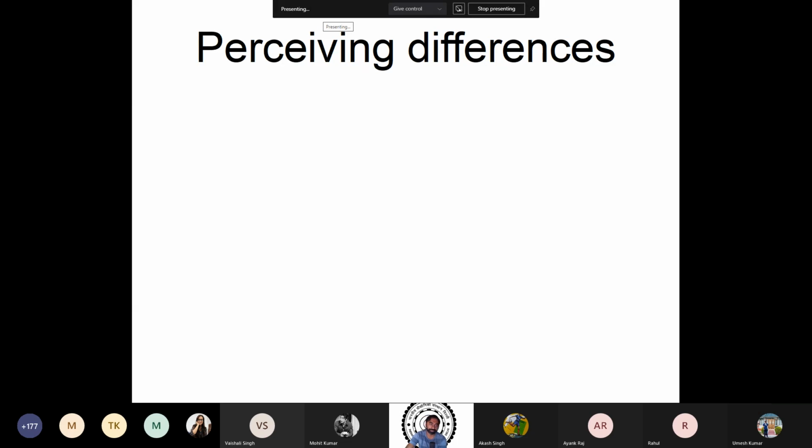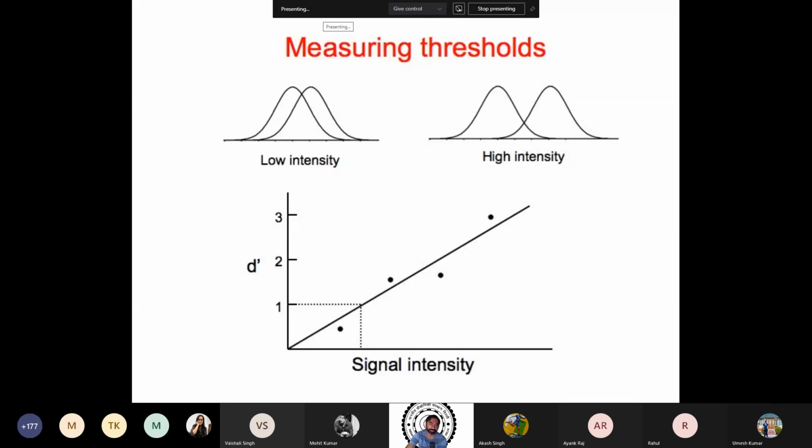Okay, so how do we perceive differences? One way to think about perception of differences is in terms of physics. Here are two signals with low intensity, which means that these two signals overlap a lot between themselves. These are again two signals, but with high intensity and less overlap among themselves. If we have to figure out the differences between two stimuli when the signals are of low intensity, we have difficulty telling one from the other, and when they separate out, it's easier for us.